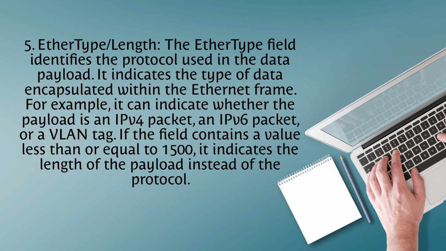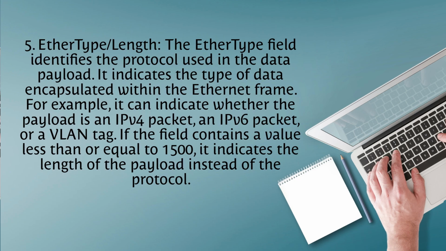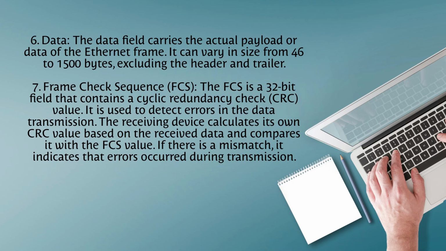5. EtherType/Length. The EtherType field identifies the protocol used in the data payload. It indicates the type of data encapsulated within the Ethernet frame. For example, it can indicate whether the payload is an IPv4 packet, an IPv6 packet, or a VLAN tag. If the field contains a value less than or equal to 1500, it indicates the length of the payload instead of the protocol.